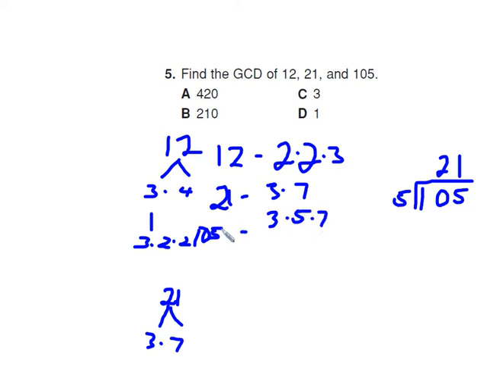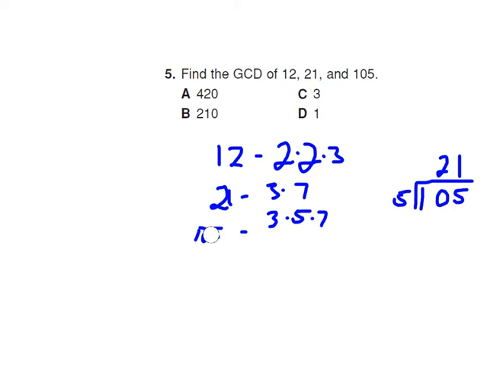Now I got to find the numbers that are in all 3 of them. So I look at the 2's. Is there a 2 here? Nope. That's no good. 2? Nope. No partnering 2. Whoops. What did I just do? I actually drew a line here. So there's a 3 here. Prime factorization of 105, 3 times 5 times 7. Prime factorization of 21, 3 times 7. Prime factorization of 12, 2 times 2 times 3.